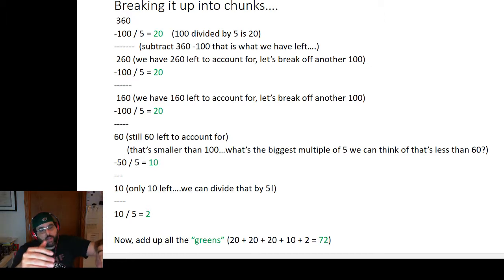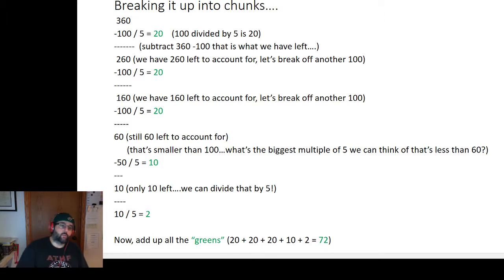And then we say, okay, well, we've accounted for that. So 60 minus 50 is 10. There's only 10 left now. We know how to divide 10 by 5. It's 2. Okay? So 10 divided by 5 is evenly 2.